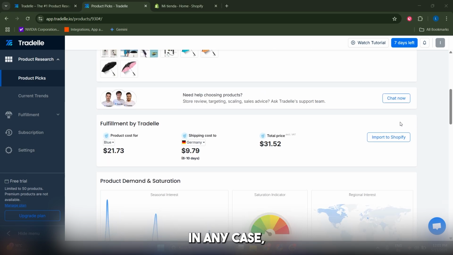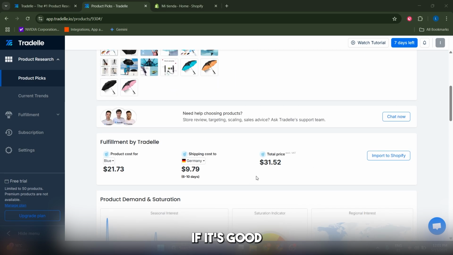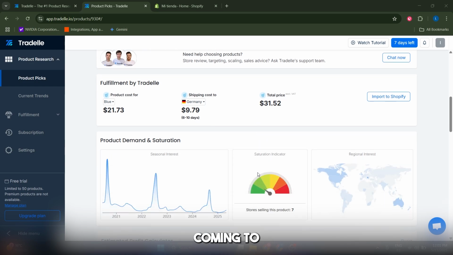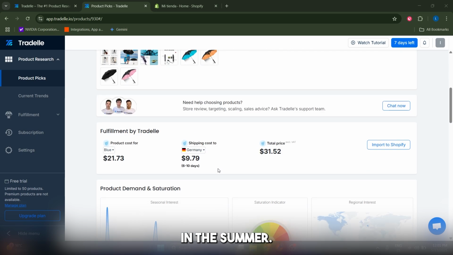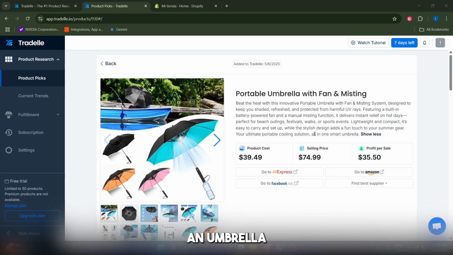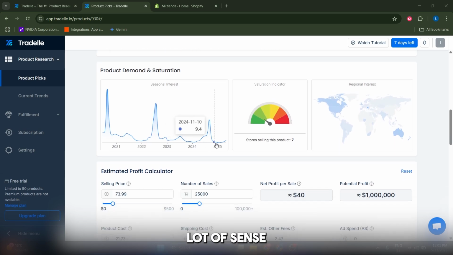But yeah. In any case, you can just study this product, if it's good for your store or not, by basically coming to these metrics here, product demand and the saturation, and this is going to give you the interest of this product here in time, okay? So as you can see here, the interest for this product kind of peaks in the summer, which makes sense because it's an umbrella with a fan and with a misting, okay? So it makes a lot of sense, actually.